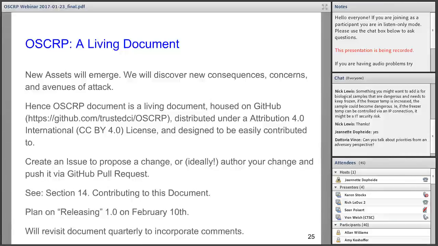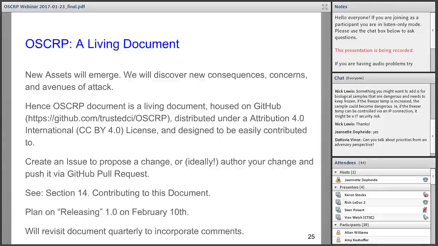So one of the things that we recognized is that what we have here is a good set of generic assets, consequences, and concerns. We are certain we do not cover the entire scientific ecosystem. And hence, we very much intend this to be a living document. We followed some process being used by NIST, the National Institute of Standards and Technology, right now, and we put it up using Markdown on GitHub. It's under an attribution license that allows for modifications, contributions, and whatnot. And you can use all the GitHub mechanisms that one would normally use for making contributions to a source code repository to make contributions to this document.